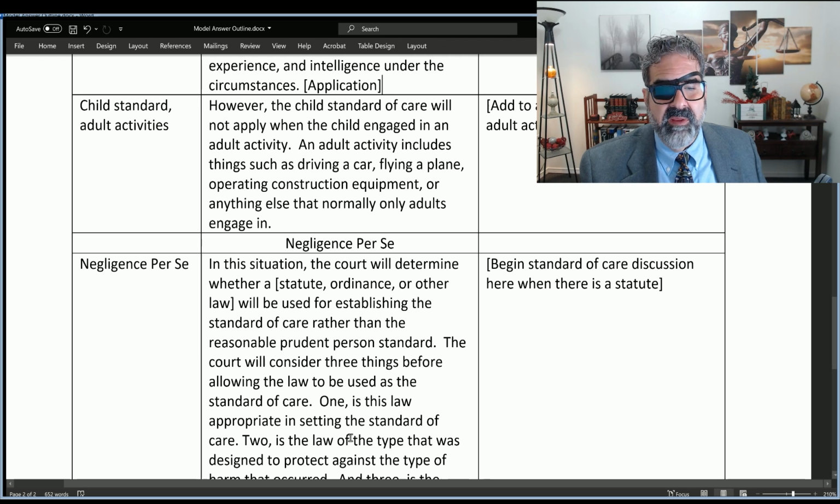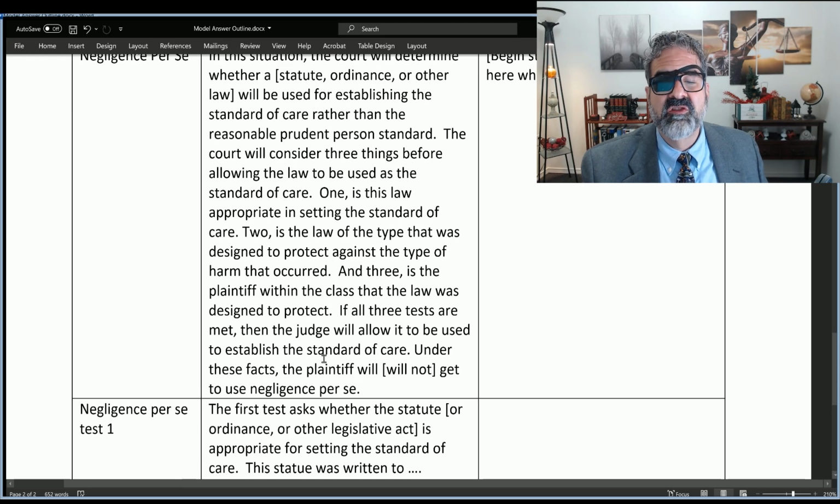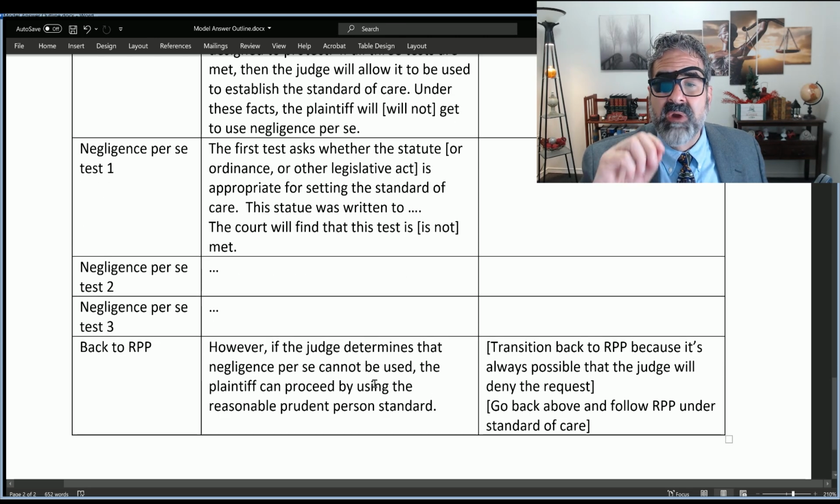The court will consider 3 things before allowing the law to be used as the standard of care. 1, is the law appropriate in setting the standard of care? 2, is the law of the type that was designed to protect against the type of harm that occurred? And 3, is the plaintiff within the class that the law was designed to protect? If all 3 tests are met, then the judge will allow it to be used to establish the standard of care. Under these facts, the plaintiff will or will not get to use negligence per se. Then I go through the 3 tests. I'm not going to go through them here. You get the idea.